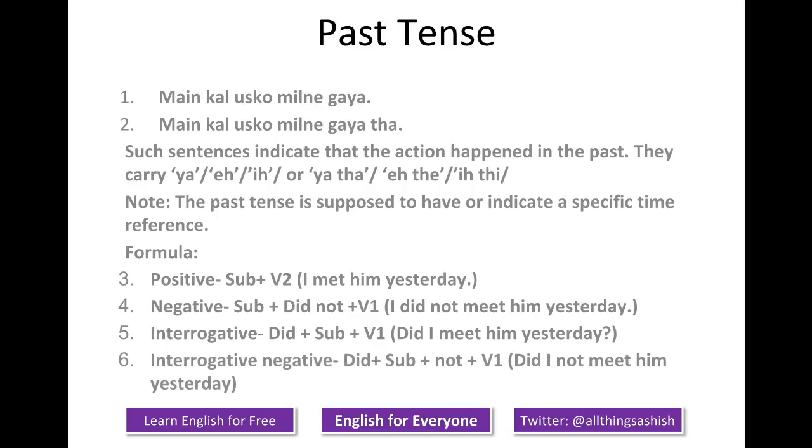If you are translating an interrogative negative sentence of the simple past tense, the formula would be did plus subject plus not plus the first form of the verb. For example, did I not meet him yesterday?